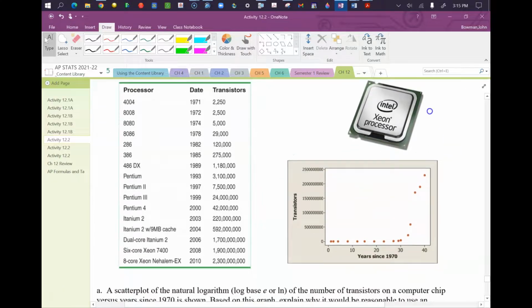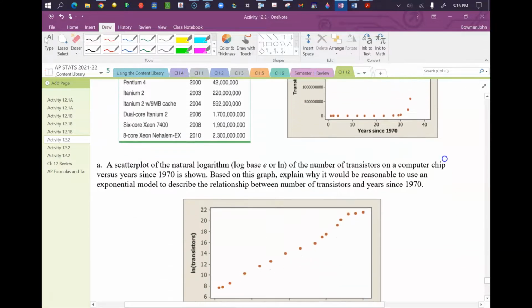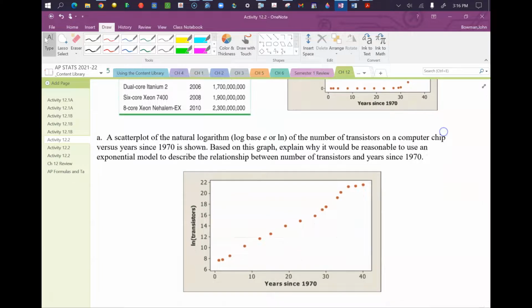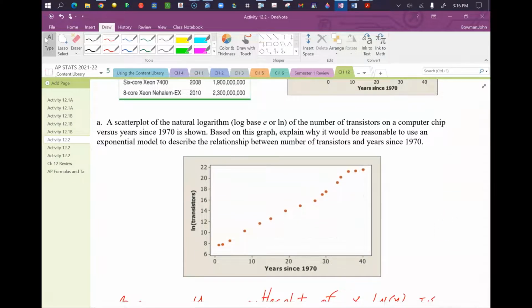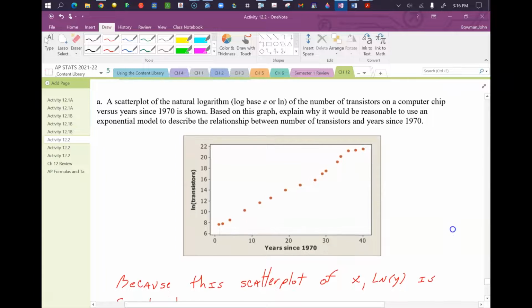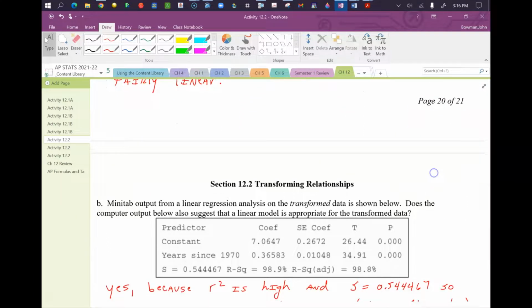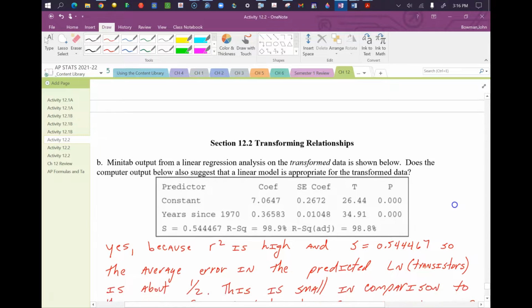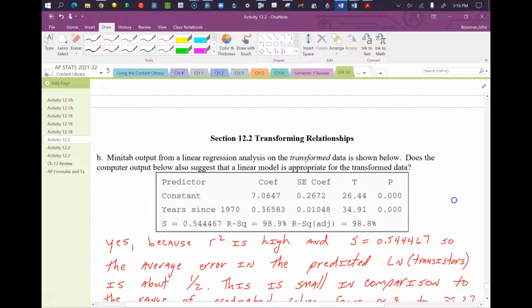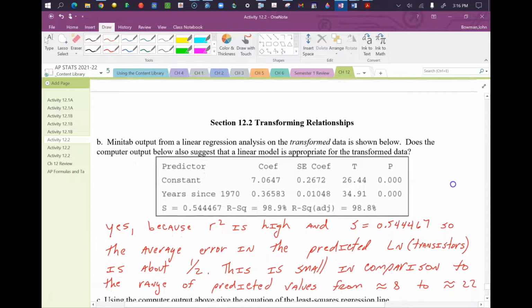So as you can see, the scatter plot shows a nonlinear pattern. If you take the log of the response variable, the log of the y values, it does a pretty good job of straightening it out. So if that's the case, then what that indicates is you have an exponential relationship. In the next part, there's the Minitab output for the transformed data. And it says, does the computer output below also suggest a linear model is appropriate for the transformed data?